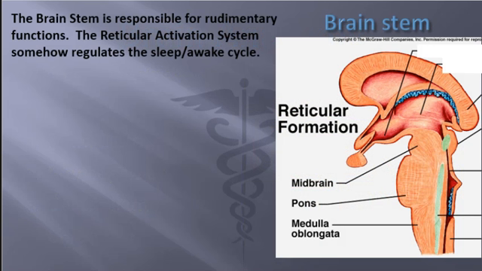The brainstem is responsible for rudimentary functions. You know what rudimentary means? Very basic. For instance, rudimentary math. Can you add, subtract, multiply, and divide? That's rudimentary. So our rudimentary functions are part of what's known as the reticular activation system. It somehow regulates our sleep and awake cycle. I will tell you that we know a lot about the brain, but there's a lot we don't know about the brain. Okay, so there's still lots we're learning.